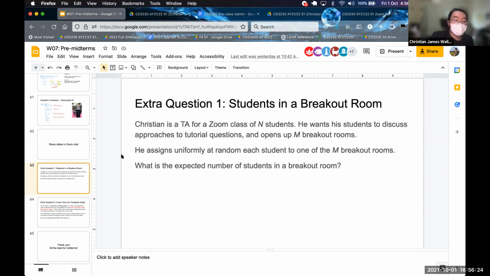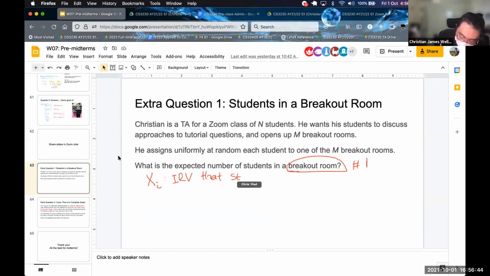Right. So you don't get how to define Xi. Okay, so let me fix the breakout room. Let's call it breakout room number 1. I just fixed a particular breakout room. So Xi is the indicator random variable that student i, and there are n students, from 1 all the way to n, goes to that breakout room.